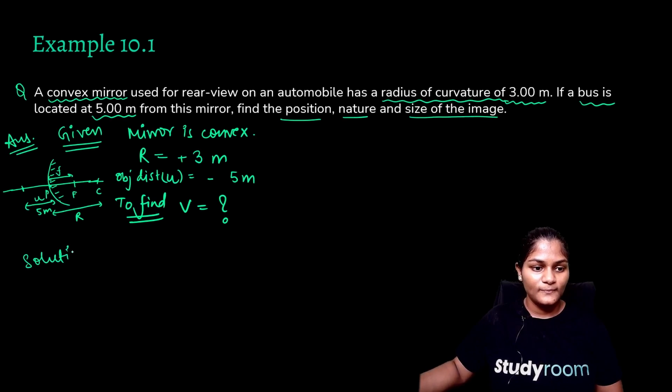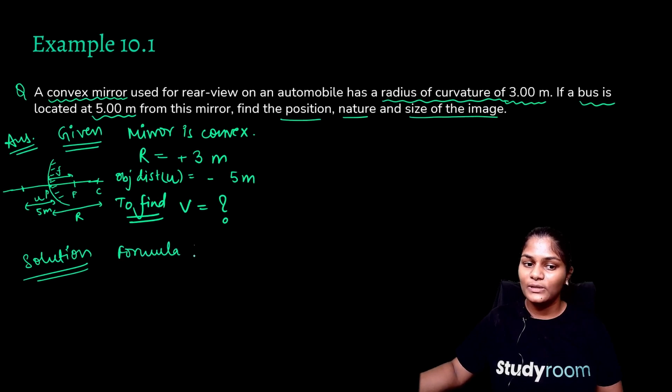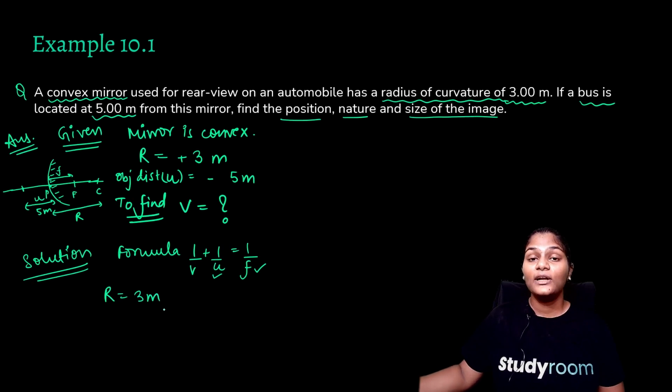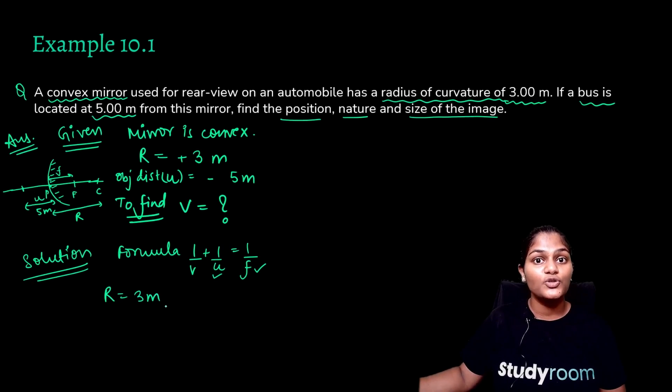Solution. So, the first thing that we know is that the formula that we will have to use is the mirror formula, which is 1 upon v plus 1 upon u is equal to 1 upon f. Now, what all do we know here? Do we know u? Absolutely. Do we know f? It is not directly given in the question, but what is given to us is that the radius of curvature is 3 meters. And what is the super important relation that we learned between radius of curvature and focal length?